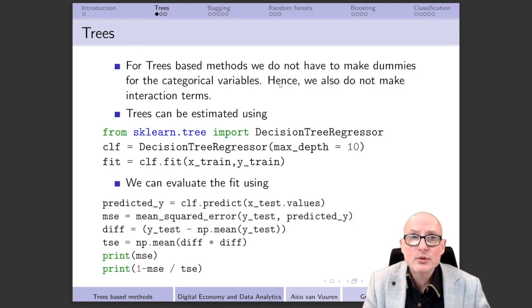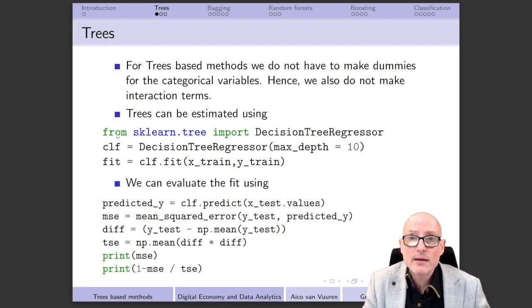In addition to that, we are also not going to have these interaction terms, because if we don't have the dummies, then we cannot interact them, for example, with the size of the apartments. So therefore, we are going to start with simple trees, no bagging, boosting, or random forests yet.